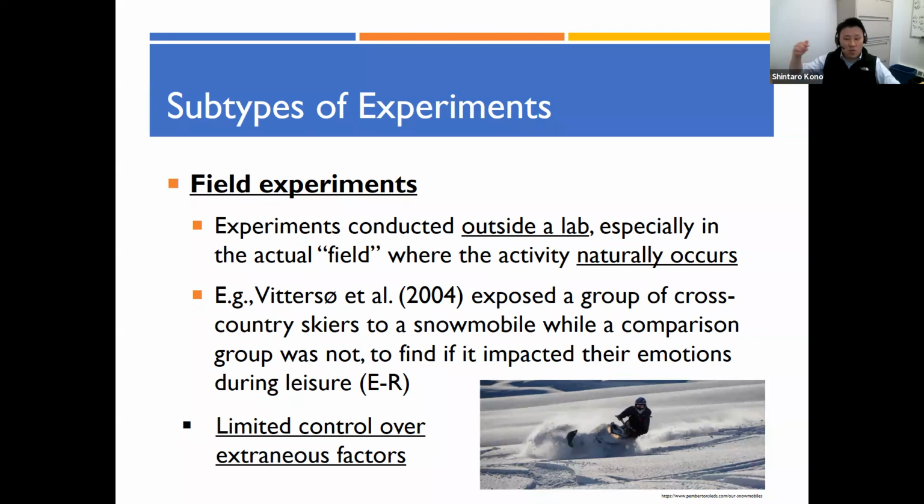Let's say we cannot do this experiment over one day, right? We have to do it over one week. Then some days we may have good weather. Other days we may have bad weather. So good weather obviously positively impacts emotions, bad weather negatively impacts emotions. So we don't know whether the changes we observed were purely because of encountering the snowmobile, or whether they were confounded, contaminated by the impacts of weather. So it gets more complicated outside the lab.